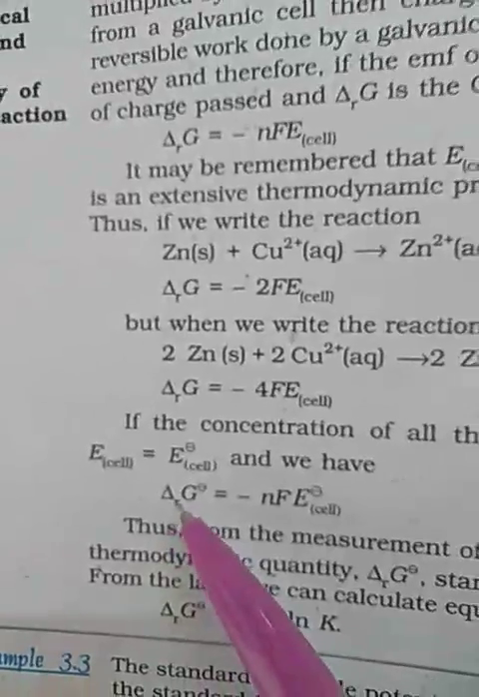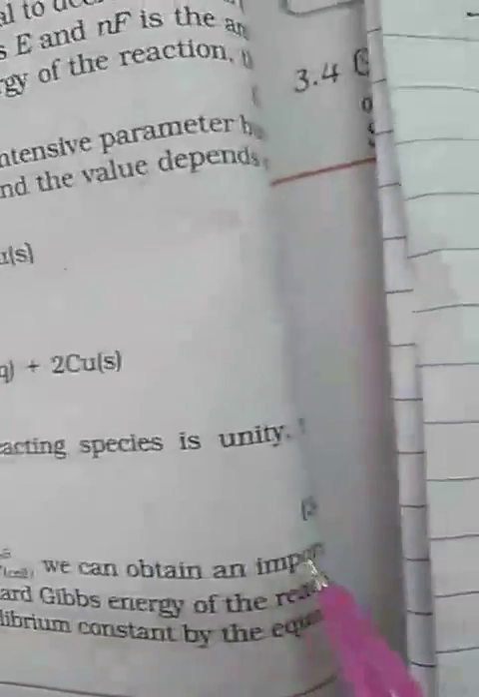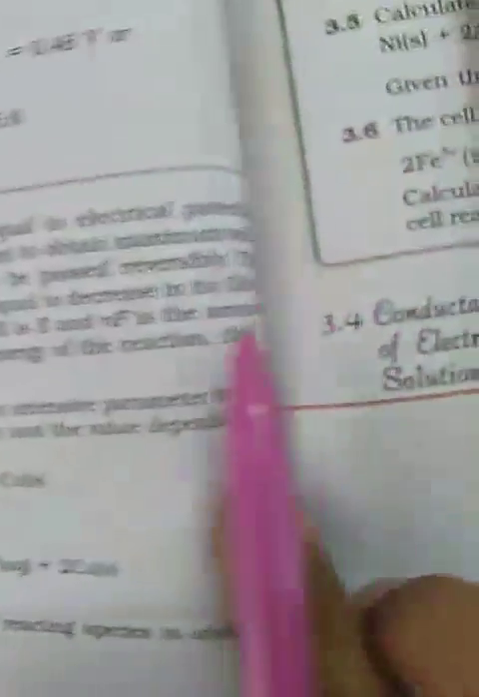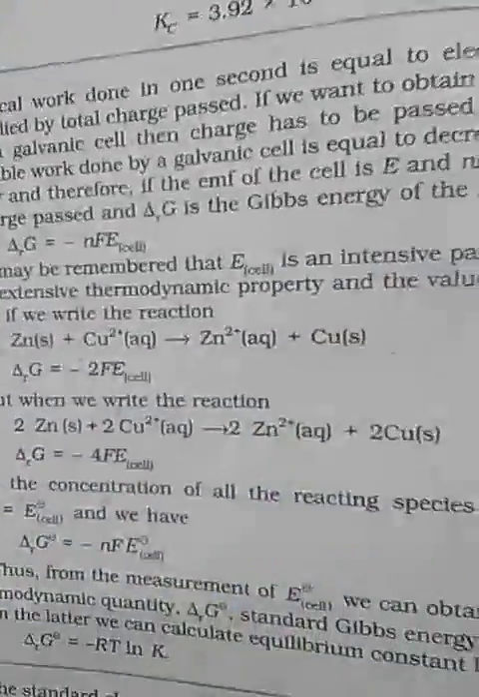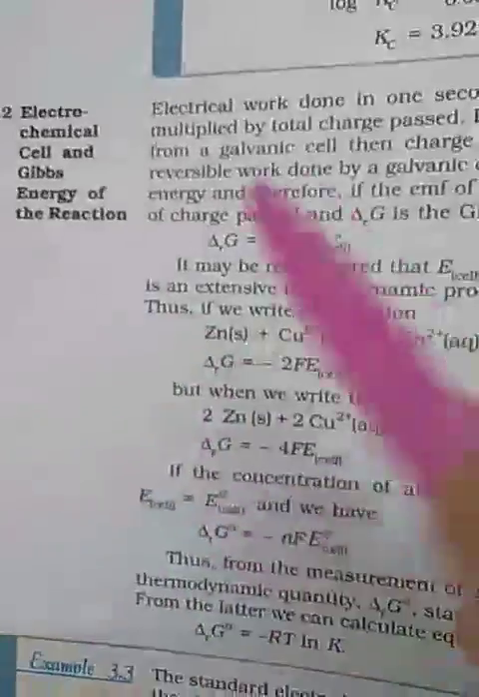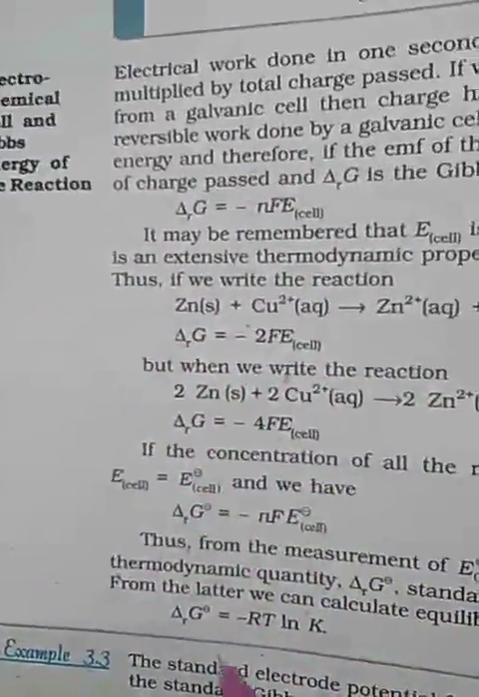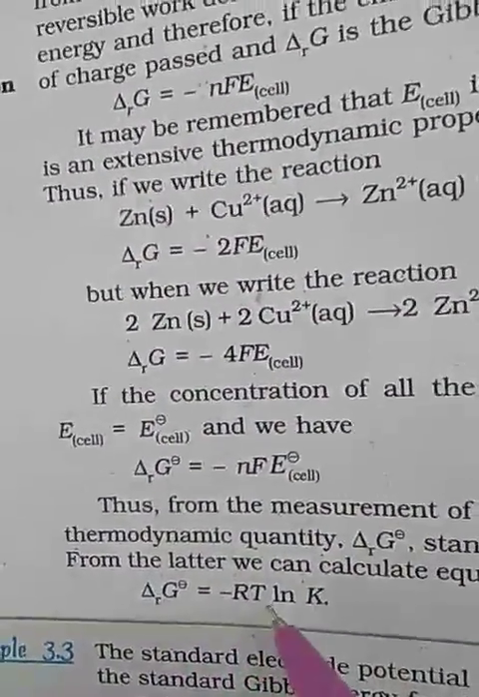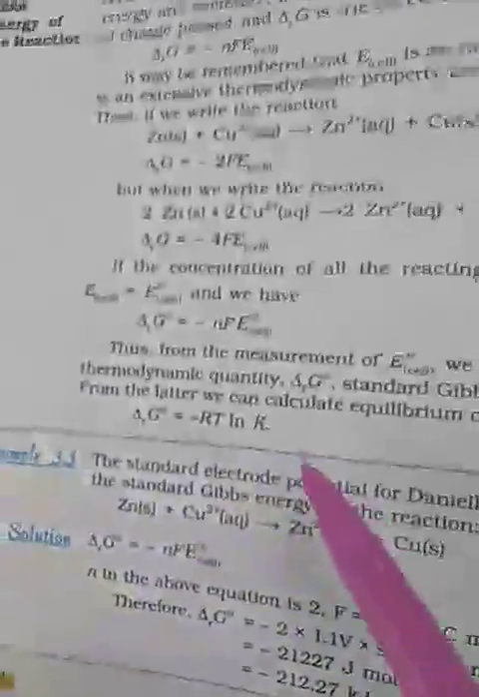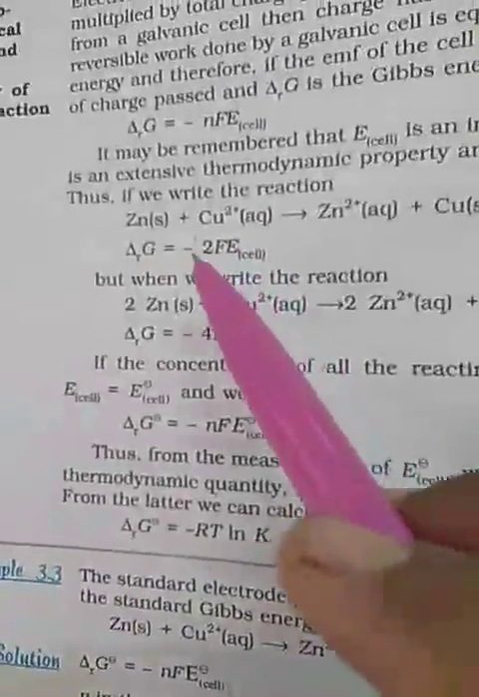So here, from this reaction, this is 3.15, this equation is 3.1. From the 3.1 equation we derived this one, and from there we can find, like Nernst's equation, the Gibbs constant also, ΔG0 equals minus RT natural log K. Okay, from this we are deriving equal. So these two equations you have to remember, very easy.